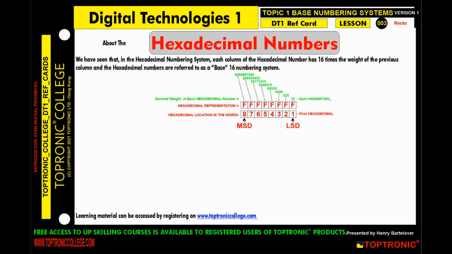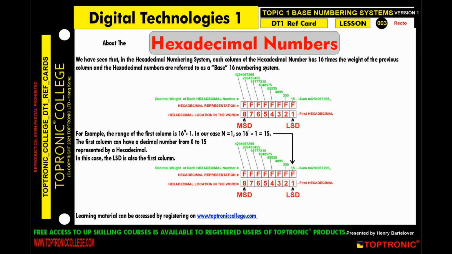We have seen that, in the hexadecimal numbering system, each column of the hexadecimal number has 16 times the weight of the previous column, and the hexadecimal numbers are referred to as a base 16 numbering system. For example, the range of the first column is 16 exponent n-1. In our case, n is equal to 1. This is the first column, and this is what we use for n. This makes 16 exponent 1-1 equal to 15. The first column can have a decimal number from 0 to 15 represented by a hexadecimal digit. In this case, the least significant digit is also the first column.